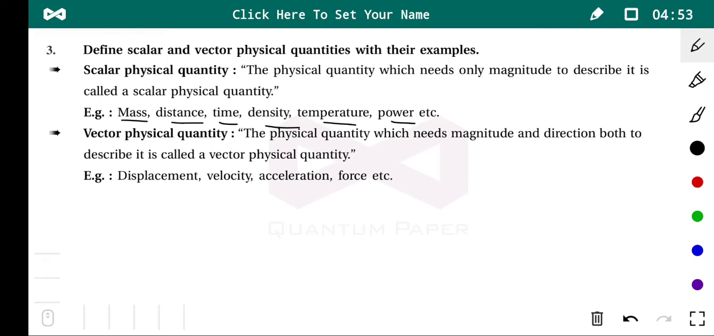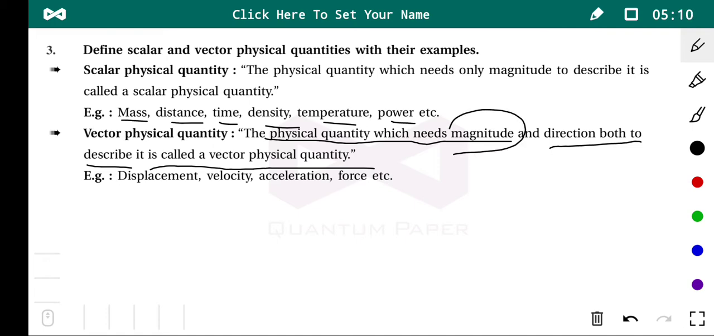Now we move on to vector quantity. So the physical quantity which needs a magnitude and a direction, both to describe, is called a vector physical quantity. So for this quantity we need magnitude plus direction.